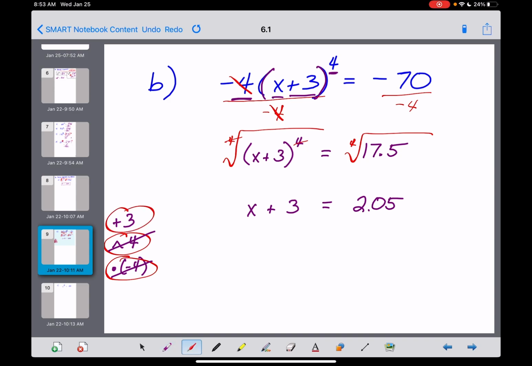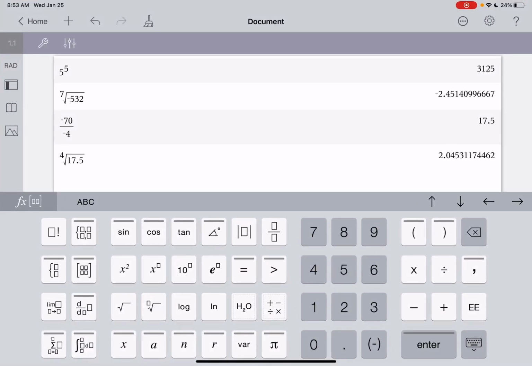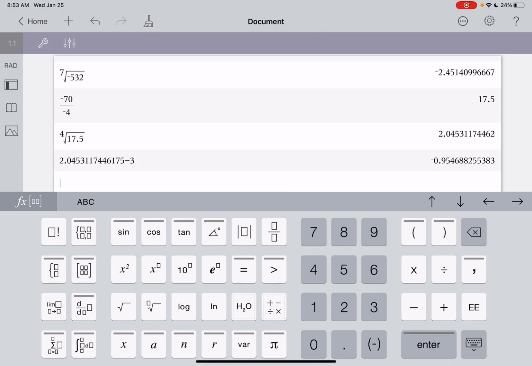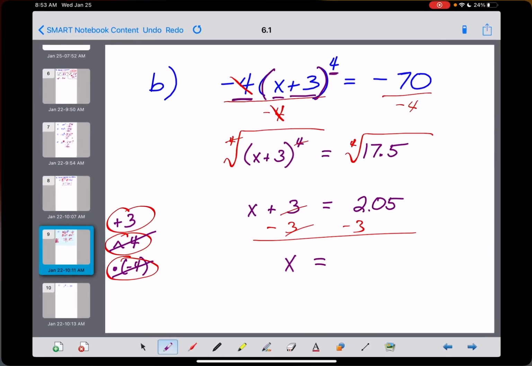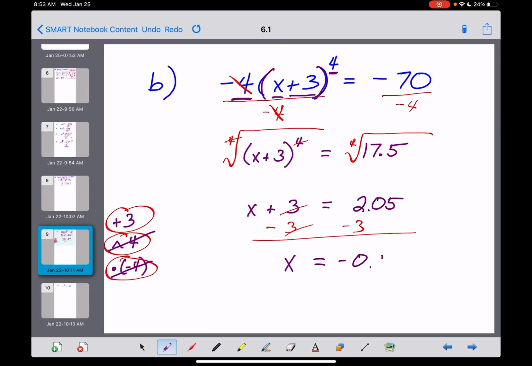The last thing to get rid of is the plus 3, so we're just going to subtract a 3 from both sides. Those cancel out, and we're going to get x equals. Now again, guys, do not manually type 2.05 into your calculator. You already have it there. Just hit minus 3, and last answer will pop up, and this is the accurate answer I was looking for, negative 0.95. Okay. Negative 0.95, and that's our answer.